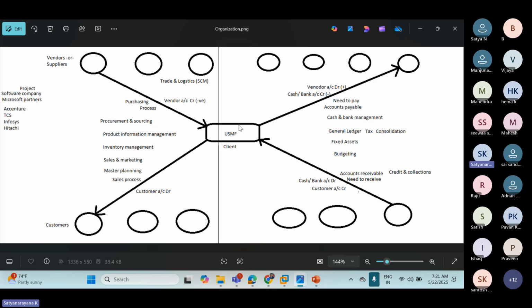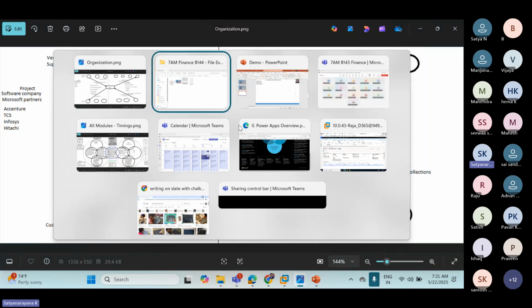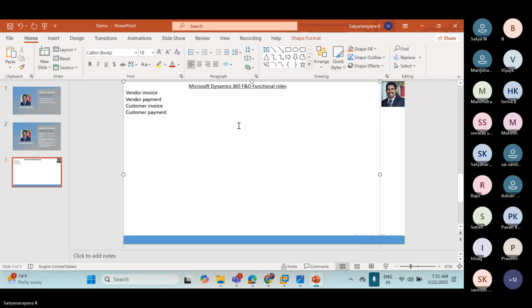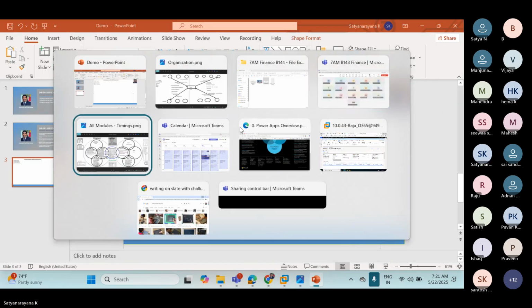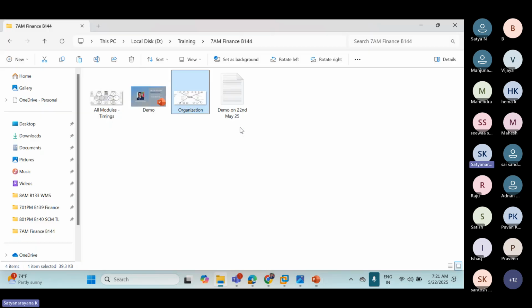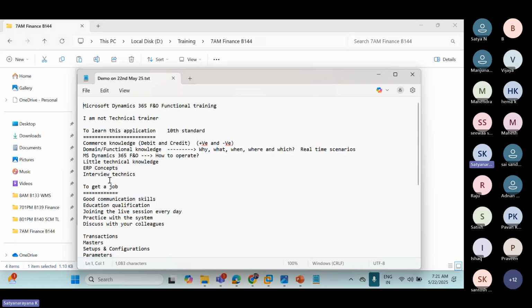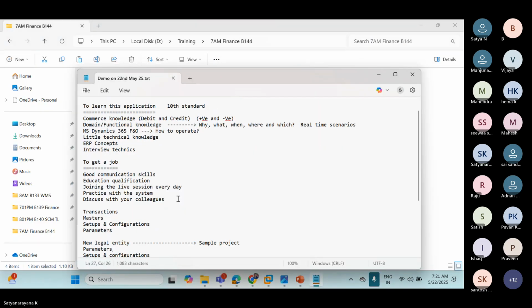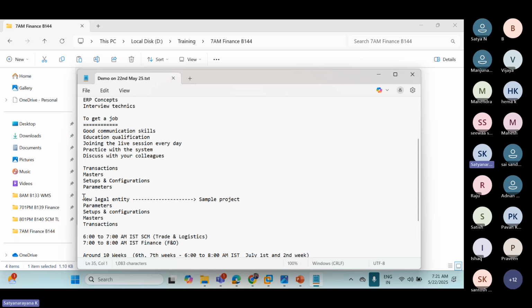Then why are you learning? Because if you want to learn these setups and configurations, your task is this one: company creation, parameters, setups and masters. Transaction is not your duty. But if you don't know transactions, you cannot understand these things.